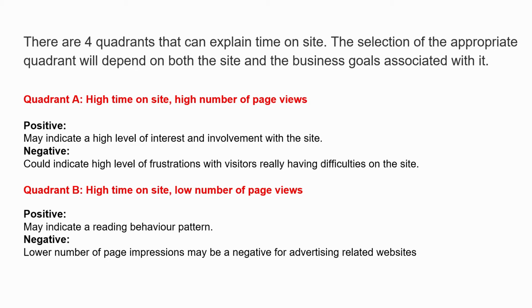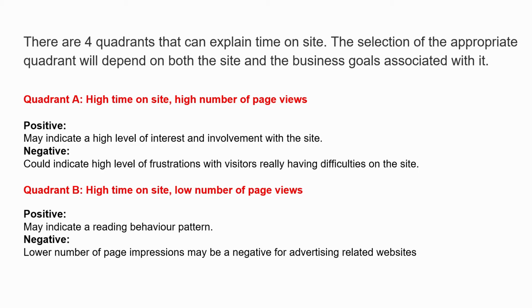However, the selection of the appropriate quadrant will depend on both the site and the business goals associated with it. Quadrant A: high time on site and high number of page views. In a positive way, it may indicate a high level of interest and involvement with the site. However, in a negative way, it could indicate a high level of frustration the visitors have on the site.